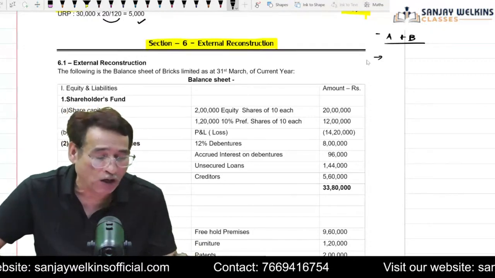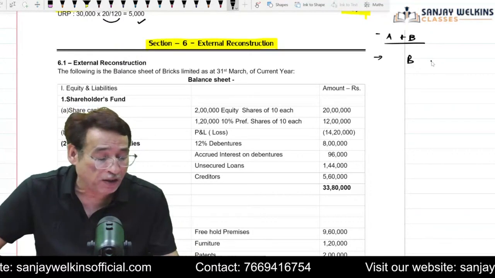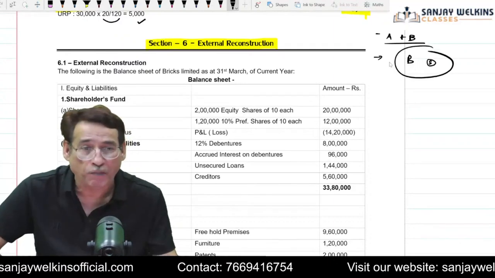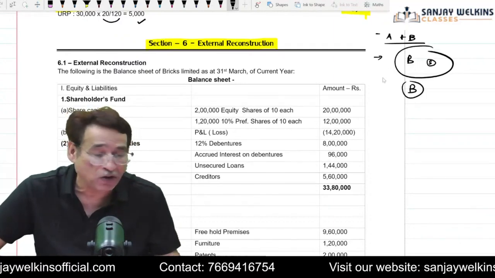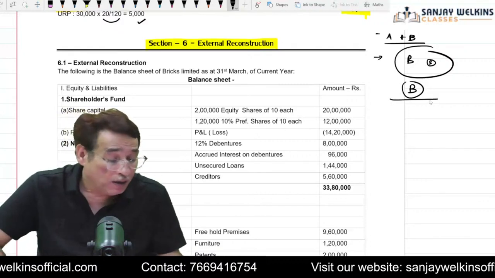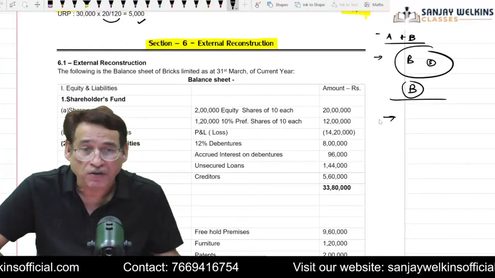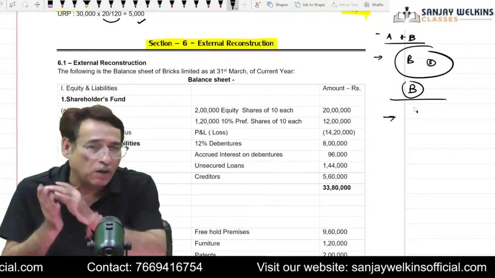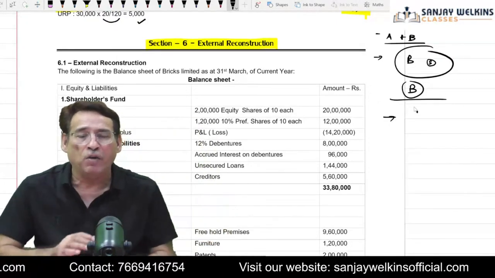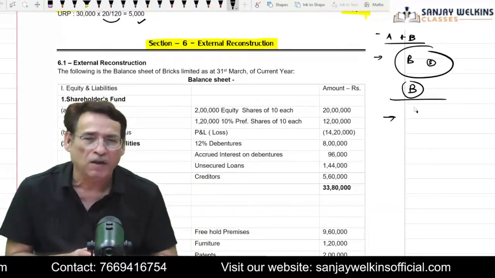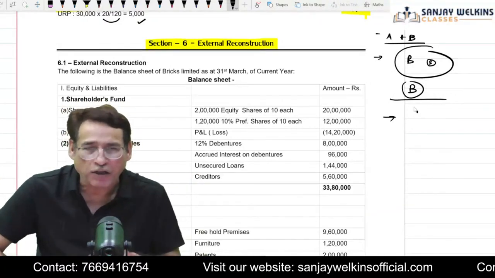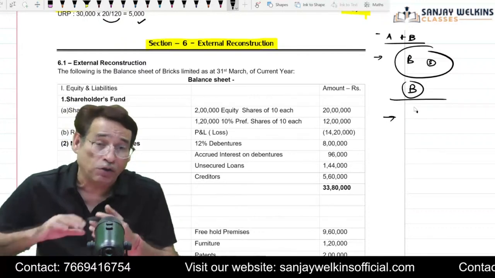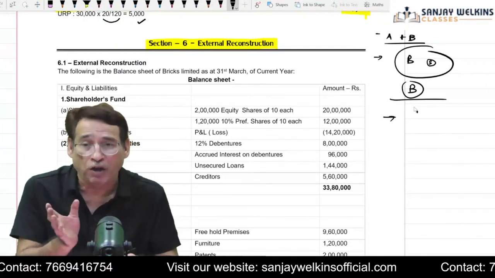I also told you about absorption, wherein a big company takes over the business of a small company, and after the takeover, only the big company exists. Now, the point is, what is external reconstruction? If you remember, I told you last time, often when an entity undergoes several phases of losses, the company thinks it is better to convert itself into a new company.